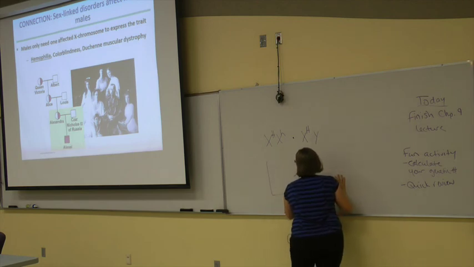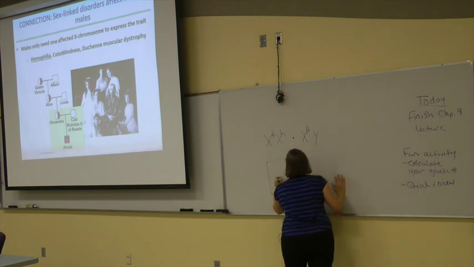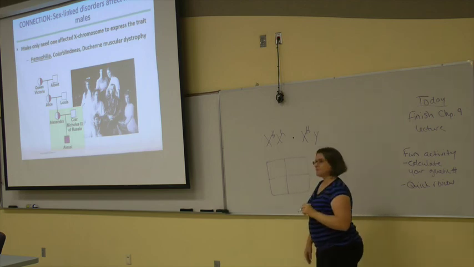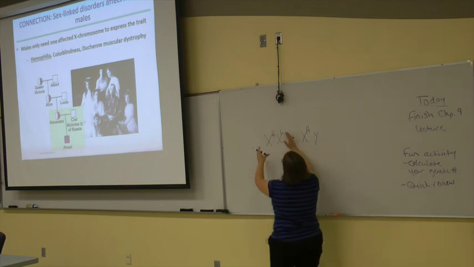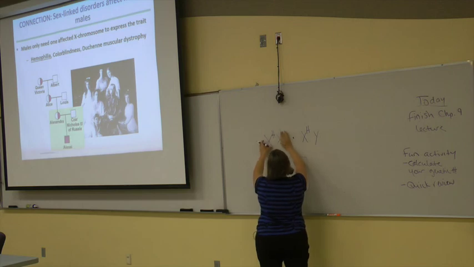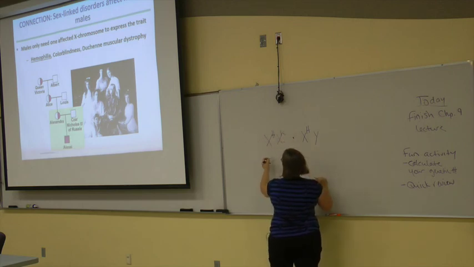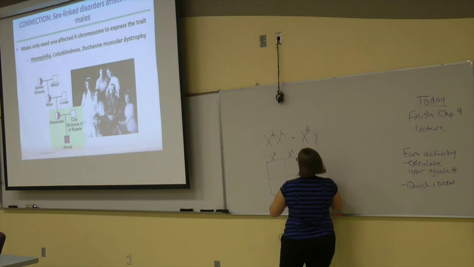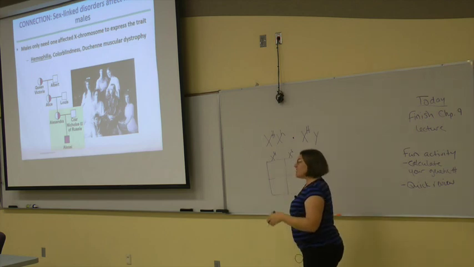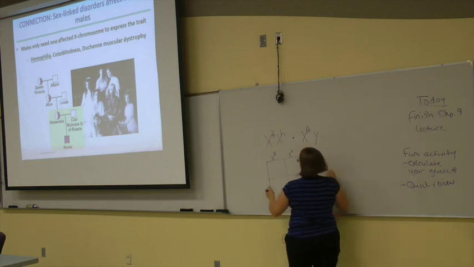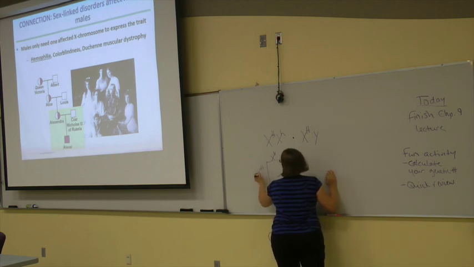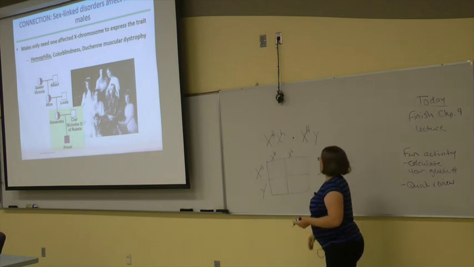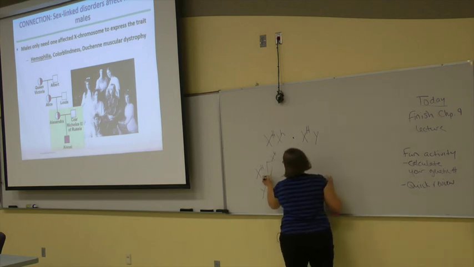So we just have to do a simple monohybrid cross, a 4-square Punnett square box. Let's start off with mom's genotype. When she made eggs, half of her eggs were what? X, big H, and the other half of her eggs were X, little h. Tsar Nicholas, when he made sperm, half of his sperm were X, big H, and the other half of his sperm were Y.